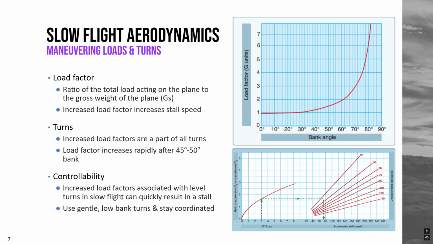So when we do turns in slow flight, increased load factors associated with level turns in slow flight can quickly result in a stall, which is why we use gentle control forces and low bank turns. So we'll only stay at about a standard rate turn, and of course staying coordinated while we're in slow flight. We don't want to be banking the aircraft more than about 5-10 degrees, really about 5 degrees, because any more bank that we add, we're increasing load factor, which exponentially increases stall speed, and we're already operating at a low airspeed, and that can result in a stall.